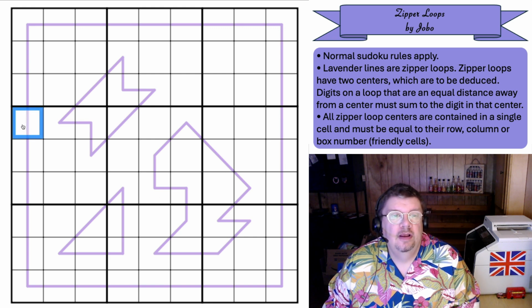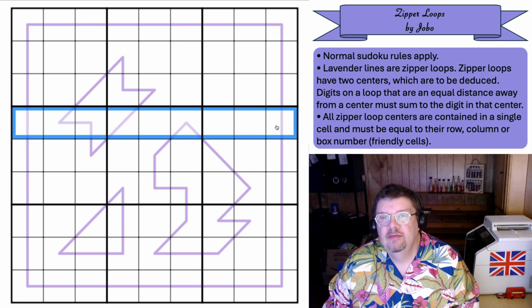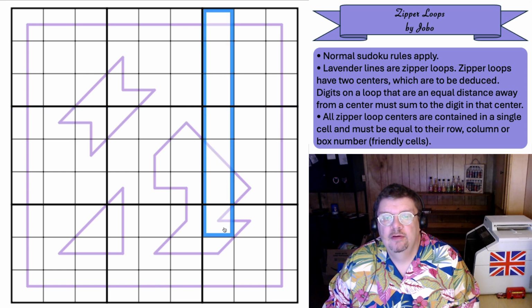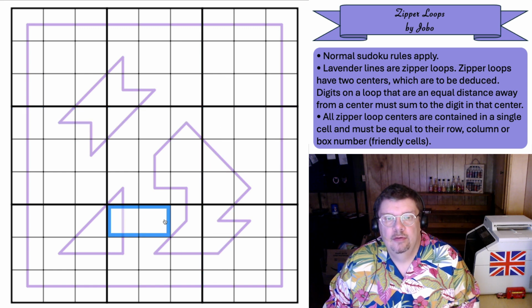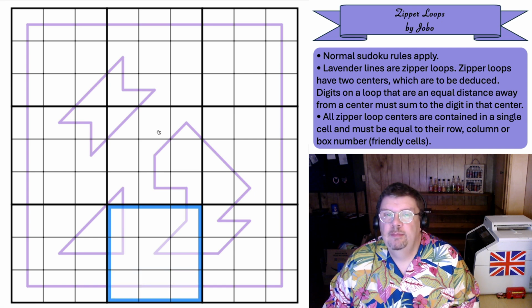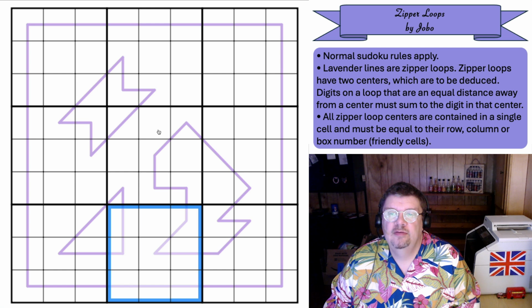Normal sudoku rules apply, so we're going to place the digits 1 to 9 once each in every row, every column, and every box. Lavender lines are zipper loops. Zipper loops have two centers which are to be deduced. Digits on a loop that are an equal distance away from a center must sum to the digit in that center. All zipper loop centers are contained in a single cell and must be equal to their row, column, or box number, so they are friendly cells.